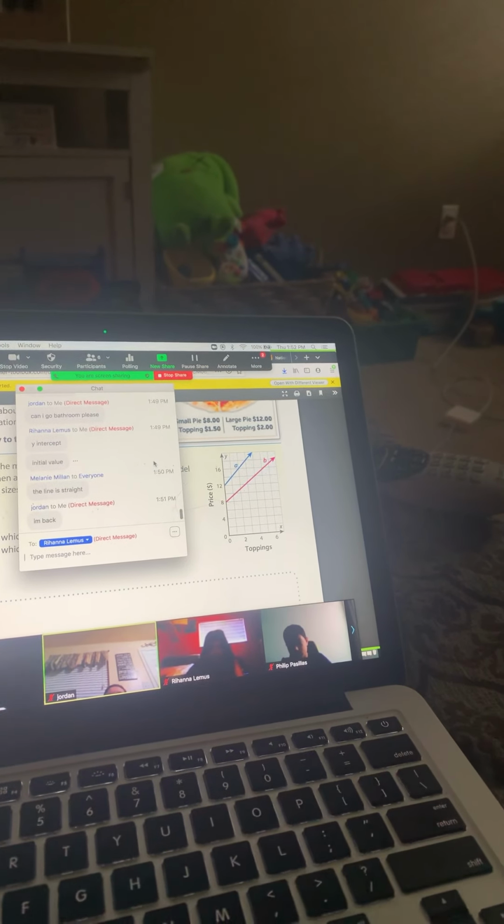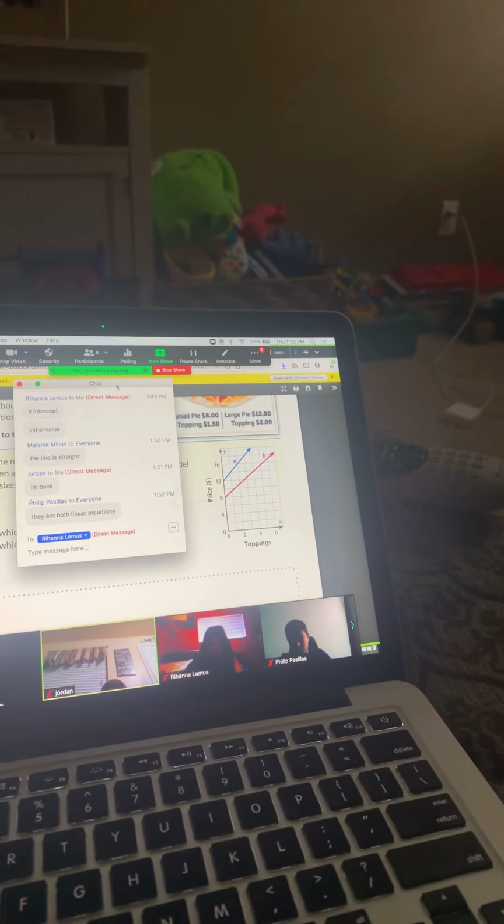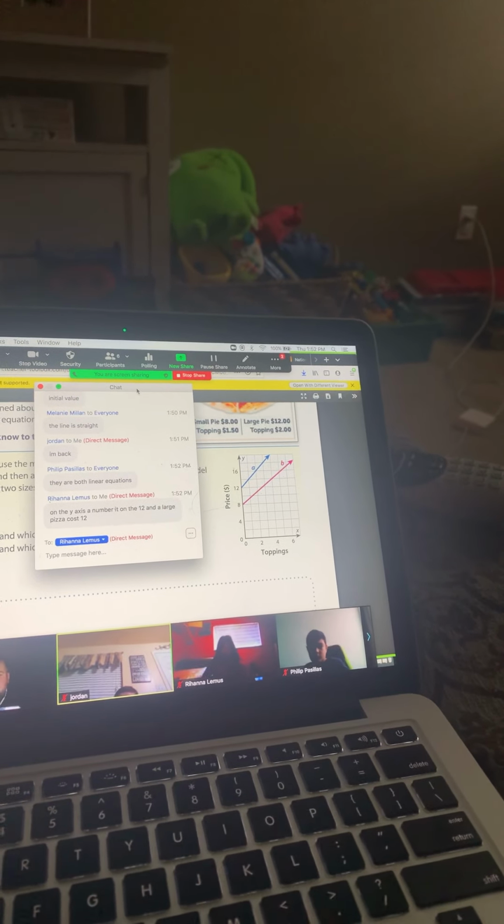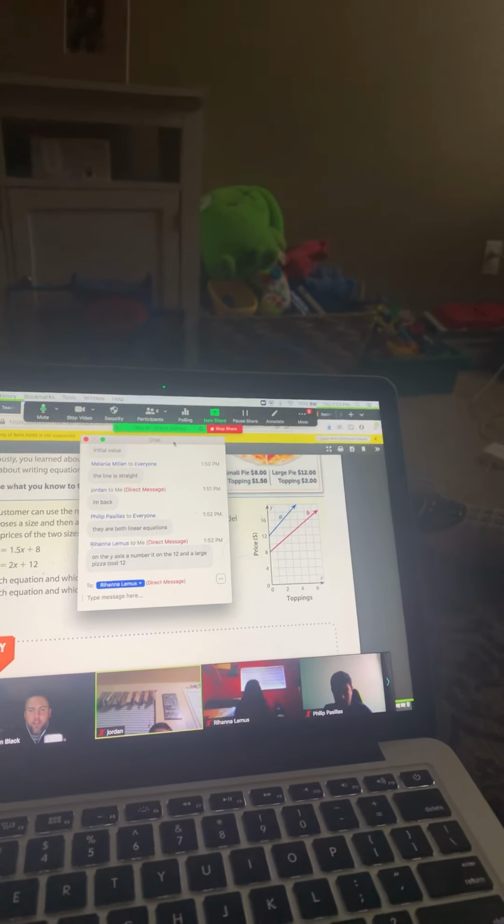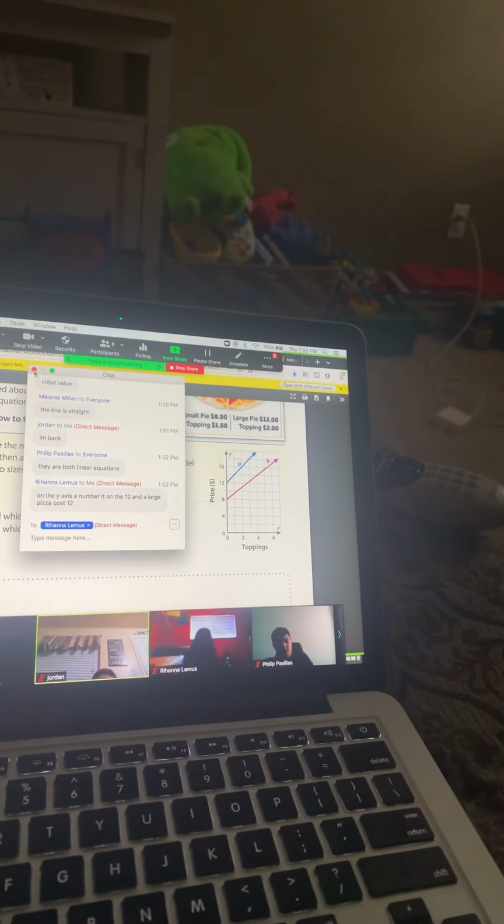Okay, so who can tell me some similarities between what you see on the graph and the equations to the left? Just go ahead and fire them off in the chat. What do you see? They are both linear equations. Okay, good. Rihanna, very good. On the y-axis, a number is 12, and a large pizza costs $12. Okay? Good.